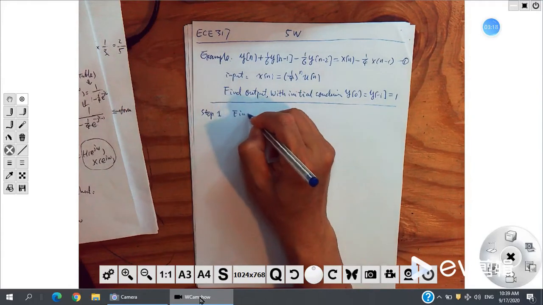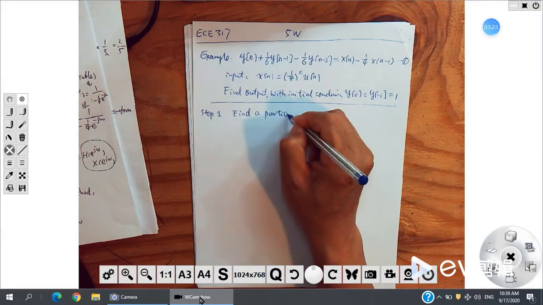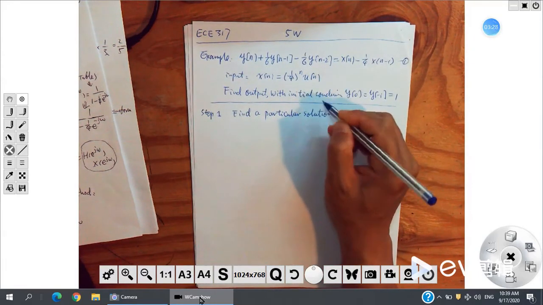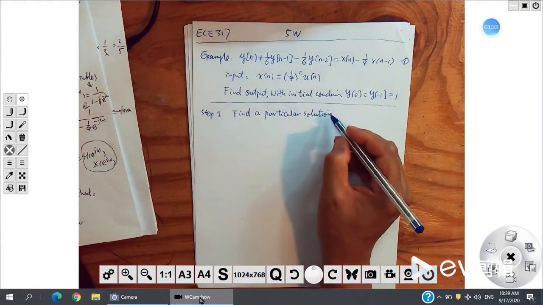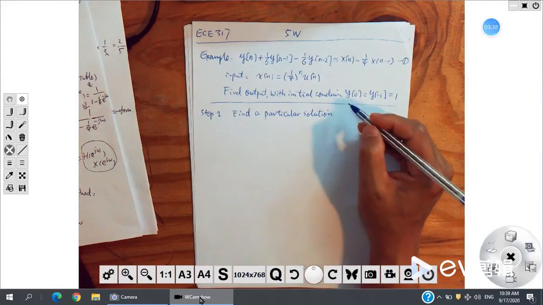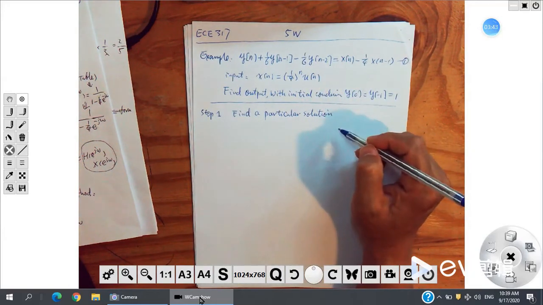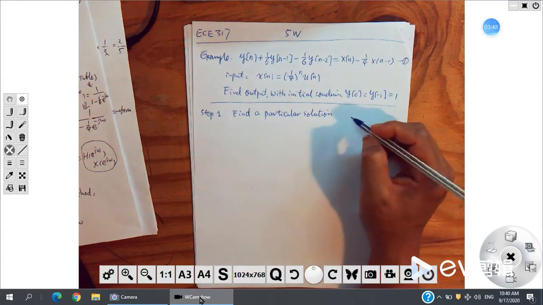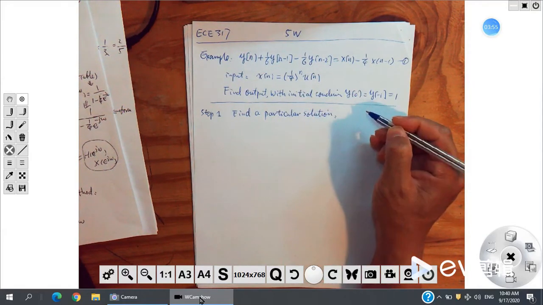And our result is step 1. Find a particular solution. Actually, I say one of the particular solutions. You can have more than one particular solution, depending on your method. We use a Fourier transform, we can have one. And later you should know, if you use Z transform, you may have some different kind of particular solutions. So we find one particular solution. We can work like this.